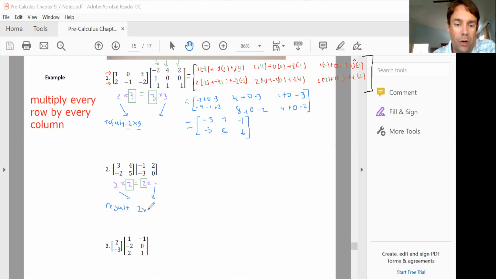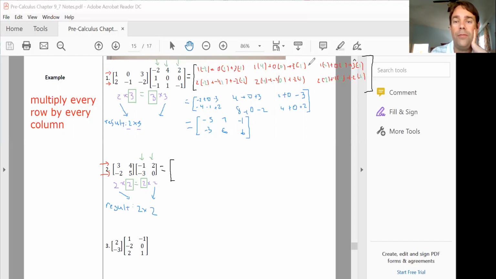So why don't you guys go ahead and try this one and see how you do. Go ahead and pause the video and try multiplying these together. Okay, remember, it's going to be the rows of the first times the columns of the second. Be very careful. Go ahead and multiply them together. Unpause it when you're done. All right, let's see how you guys did.